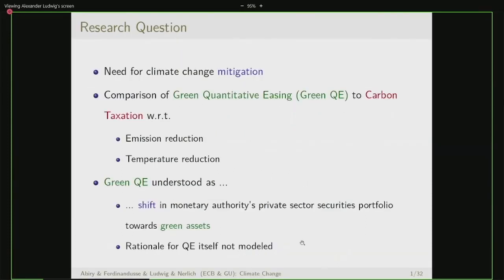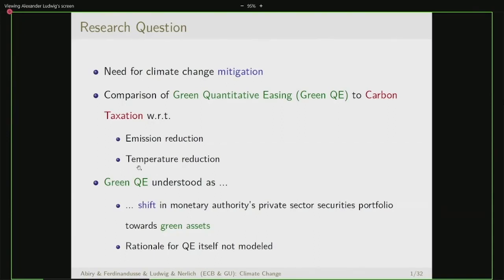So the point of departure of what we are doing is the need for climate change mitigation. And what we are going to do in this paper is compare two instruments in a very stylized manner. The two instruments are green quantitative easing, short green QE, and carbon taxation. Our comparison is going to be with respect to the reduction of dirty emissions, as well as finally the reduction of the global temperature.